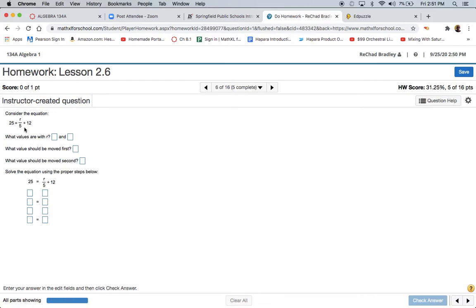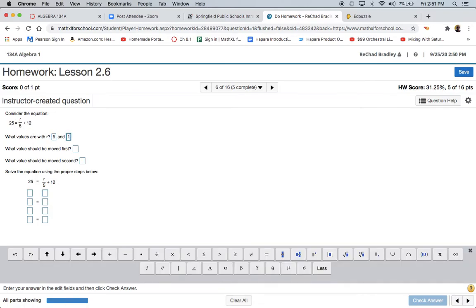Here, the values with r are 5 and 12. The weaker of the two, of course, is 12, so that should go first. The 5 should go second. Again, it's very repetitive. You just got to make sure you practice it enough to get used to it. If I'm going to execute moving this 12, it's going to be by subtracting 12 because it says plus, and I need to use the opposite.